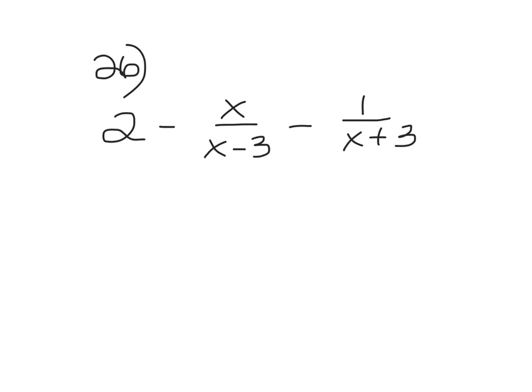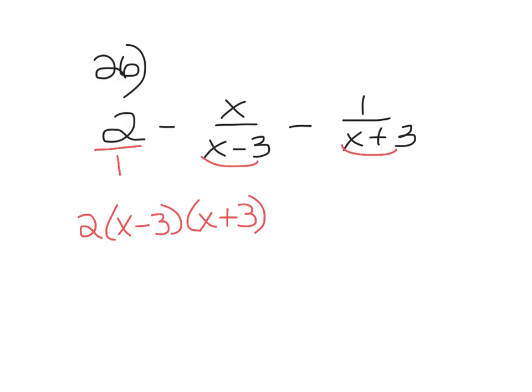The next problem you wanted to see was number 26. So again, I need to find a common denominator here. So I can add a 1. Notice my common denominator is going to be x plus 3, x minus 3. Notice the first fraction is missing both. So 2 times x minus 3, x plus 3.